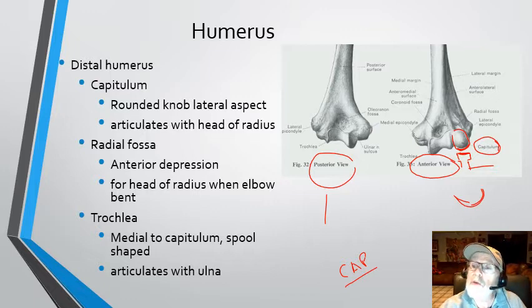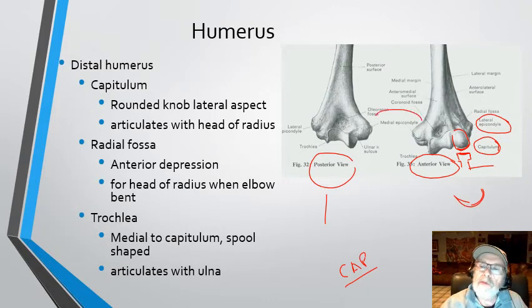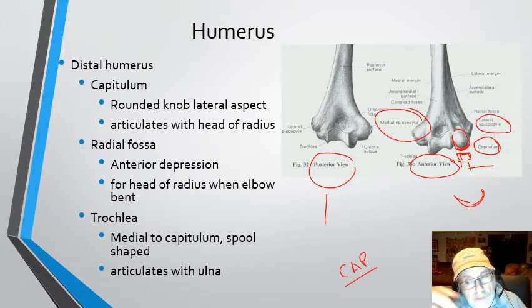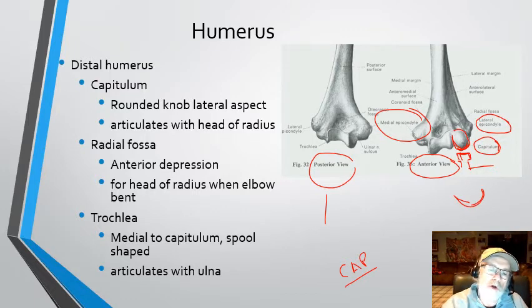Now, we've got to remember that this is lateral. If we're in anatomical position, the radius is lateral, the ulna is medial. Okay, so this is lateral and this would be medial over here. So basically that area on the lateral side of the distal humerus is called the capitulum, which is rounded to make articulation with the head of the radius, which is a mildly concave surface. Okay, so that's one thing I think you should know about down here.